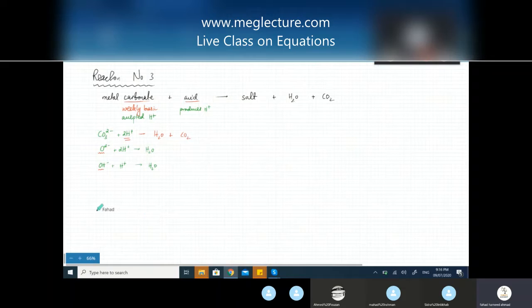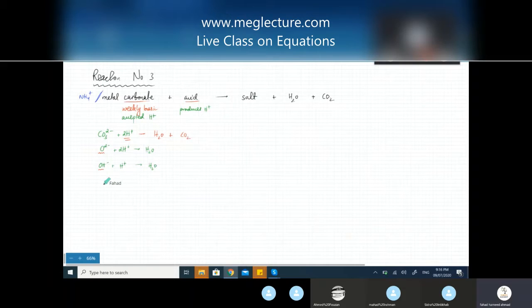Metal carbonate. I said not only a metal carbonate, it could be any positive ion with a carbonate, meaning CO3 2-. Whenever you have a negative ion, there must be a positive ion next to it. So it could be a metal positive ion, or it could be ammonium as well, NH4+.